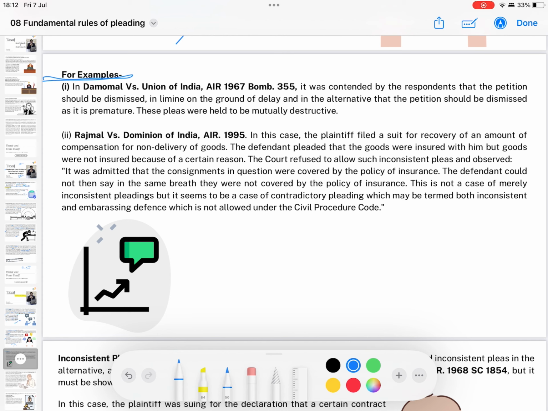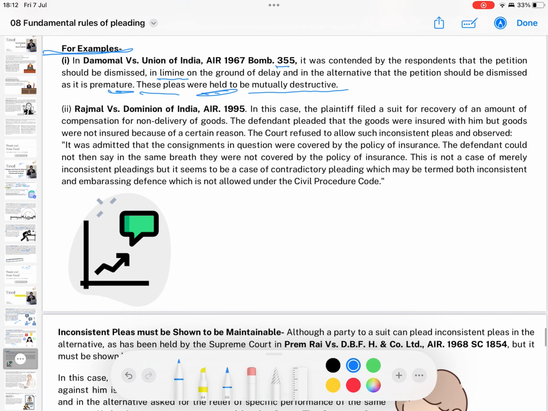For example, in Damomal versus Union of India, 1967 Bombay 355, it was contended by the respondent that the petition should be dismissed in limine on the ground of delay, and in the alternative that the petition should be dismissed as it is premature. The pleas were held to be mutually destructive.